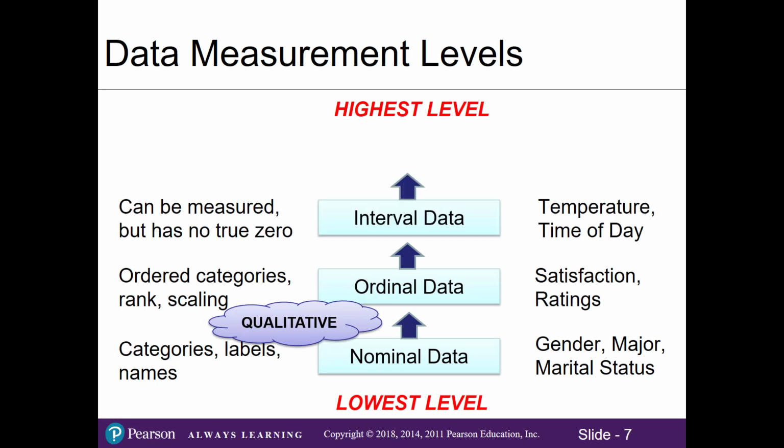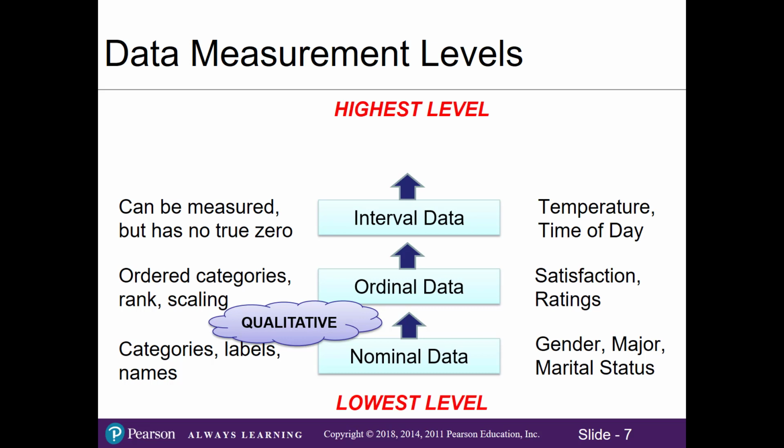Now, our third type of data measurement level is interval data. This type of data can be measured, but it has no true zero. So for instance, the most commonly used example is temperature, where there's no true zero. Because for instance, if I told you it was 0 degrees Fahrenheit outside, you know that it means it's really cold, that there is something occurring at 0 degrees.